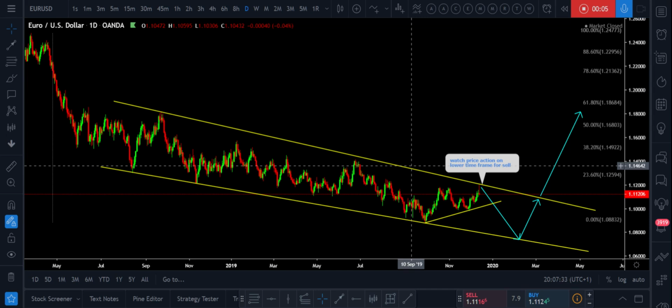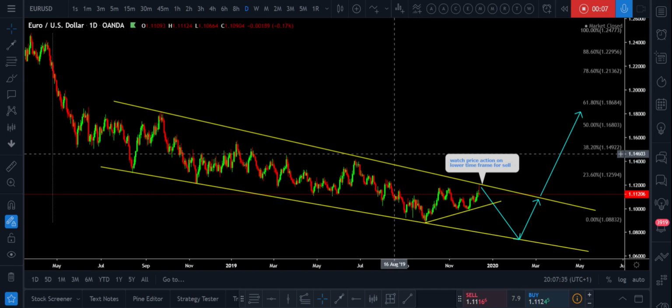Now let's look at the euro dollar this time. Euro dollar is still bearish, still under pressure, dollar gaining against the euro, and we believe that euro dollar is going to continue to go lower within that descending trend reversal channel.